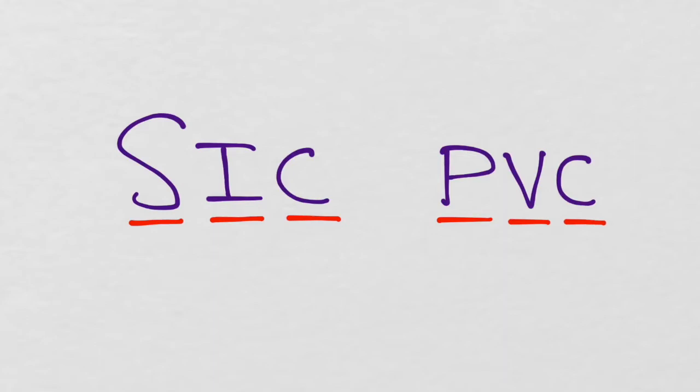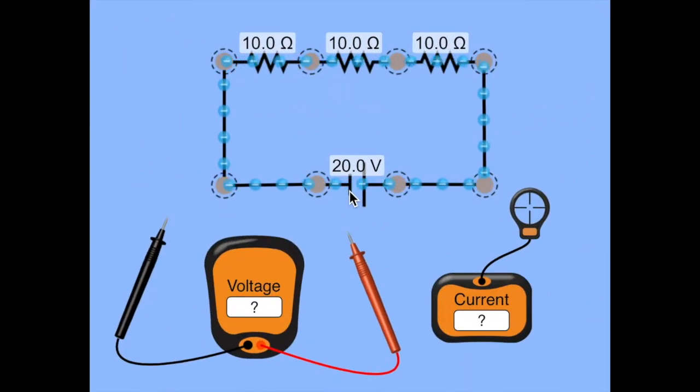Let's look at some examples using simulations. Take a look at this circuit. What kind of circuit is that? It's a series circuit. How do we know it's a series circuit? Well, if you look at these electrons as they pass through the entire circuit, you see that there's only one path to follow. There's no branches, only one path. They have to go through each resistor one after the other. Series, just like a TV series, one after the other.